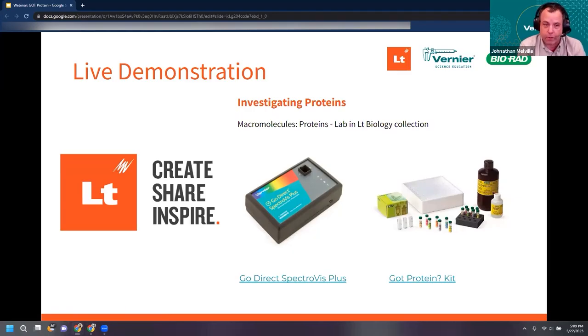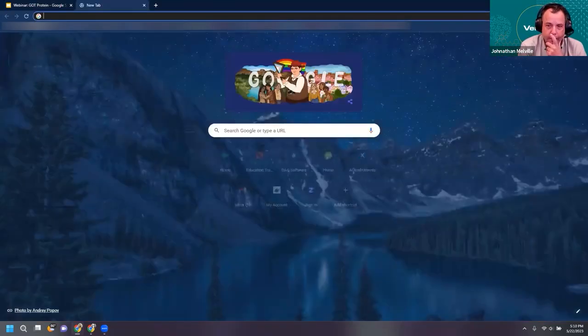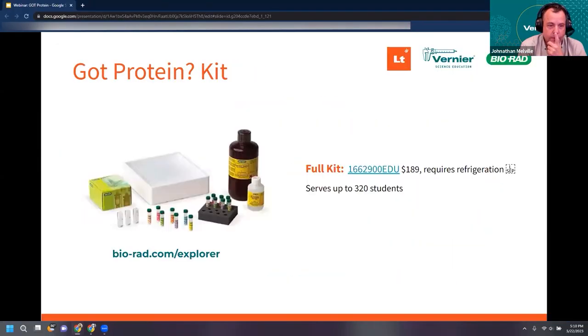There is also sample data that you can access if you need to, but we're going to try to focus on just showing you how to use a spectrometer in LT, and then we can all analyze data together using the instance of LT that you got. If we go to the next slide, I think Damon can talk about the GOT protein kit and its components, and then we'll go to LT.